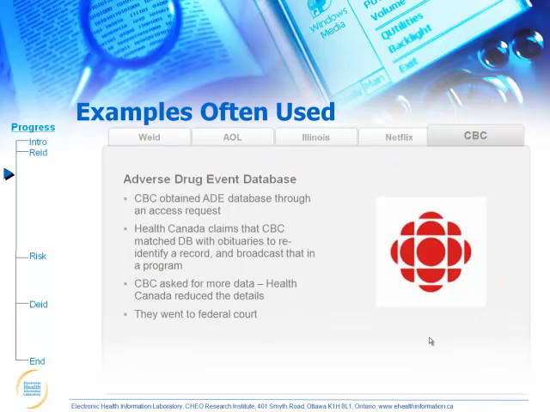And then the last example is a Canadian one. The CBC made an access request to get the adverse drug event database from Health Canada, and it is claimed, based on court documents, that the CBC then identified a 26-year-old girl who had died while taking an acne drug from the adverse drug event database.